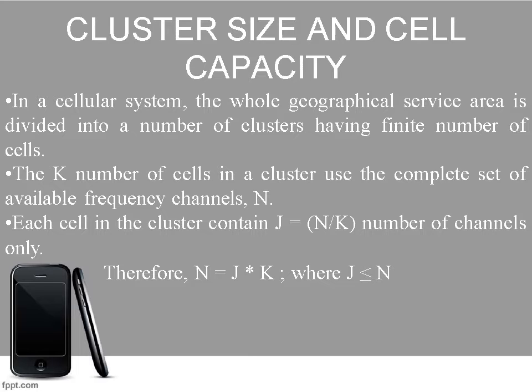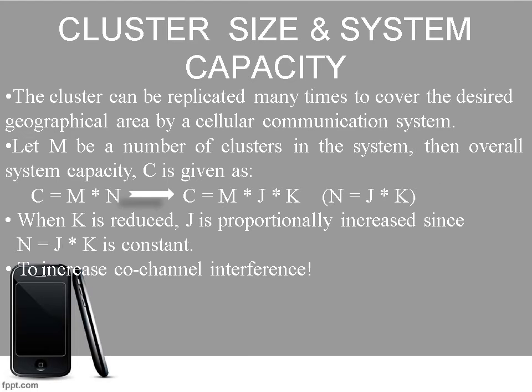Each cell in the cluster contains j equal to N by K number of channels only. Therefore, N equal to j into k, where j will be less than or equal to capital N. So, cluster size and system capacity. The cluster can be replicated many times to cover the desired geographical area by a cellular communication system.